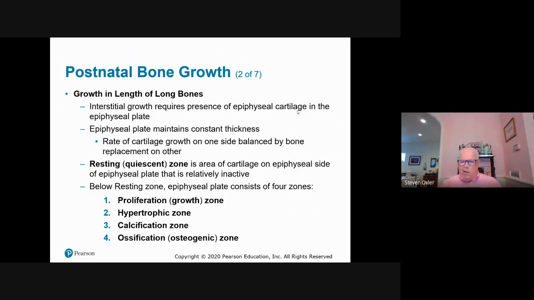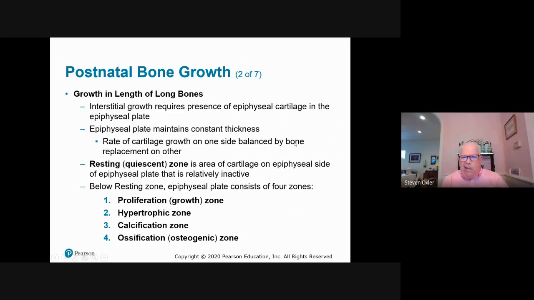But what is important is after you're born. How do bones grow? How do you get taller? Interstitial growth requires the presence of cartilage at the epiphysis. And that area is called the epiphyseal plate. The epiphyseal plate maintains a constant thickness.